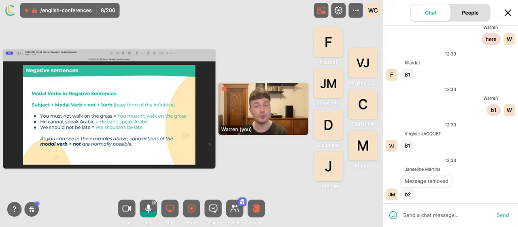For example, you must not walk on the grass. Now here, it's possible to contract, okay? You mustn't walk on the grass. This would be much more typical in conversation to contract, like so. He cannot speak Arabic. With the contraction, he can't speak Arabic. We should not be late. In other words, we shouldn't be late.